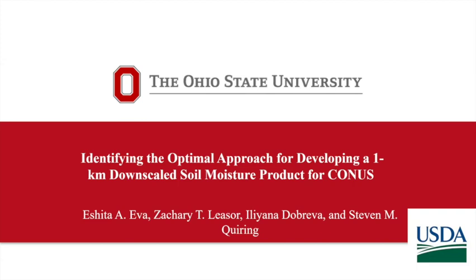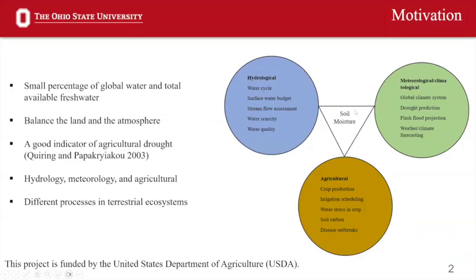Thank you. Hello, everyone. I'm Eva, doing my PhD at the Ohio State University. Today my presentation is on identifying the optimal approach for developing a 1 kilometer downscaled soil moisture product for CONUS. I would like to thank USDA because this project is funded by USDA. Before jumping into the details of the project, I would like to talk about the motivation behind this project.